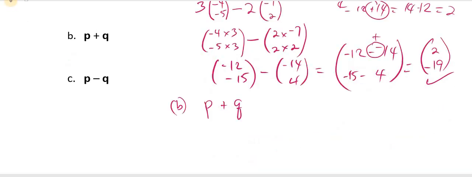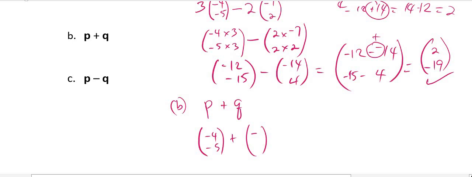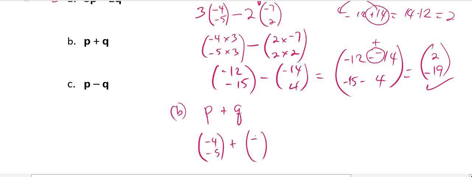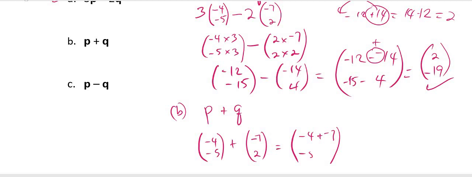For part B, again, we're going to add the two vectors, p and q. And so we're going to utilize their components. Okay, this should be -7. And when we're adding two vectors, we add the corresponding components. So that's -4 plus -7, and -5 plus 2.